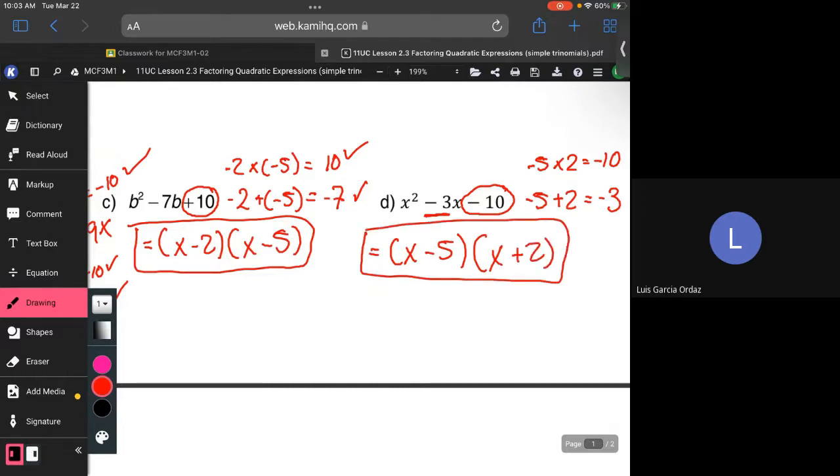First C, what did I do wrong? I just realized. What's my variable in C? Is it x or is it a different letter? B.